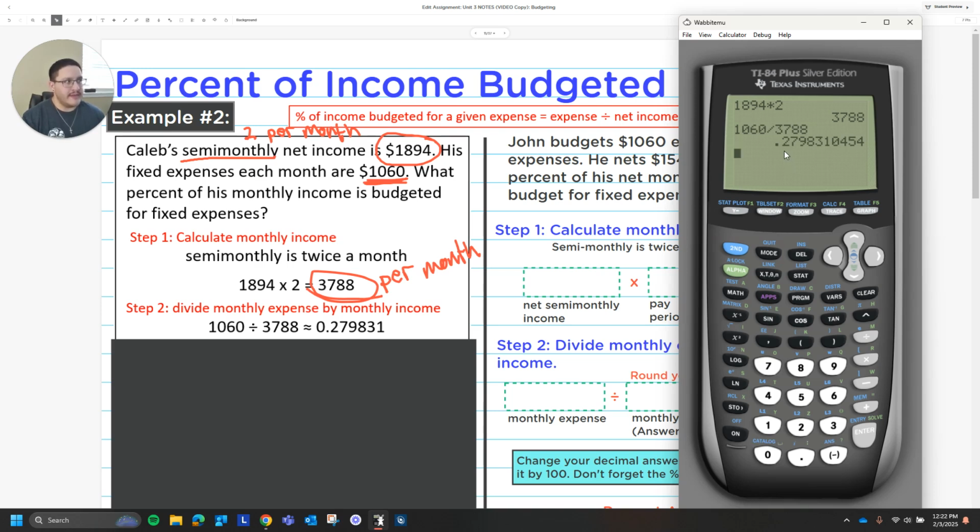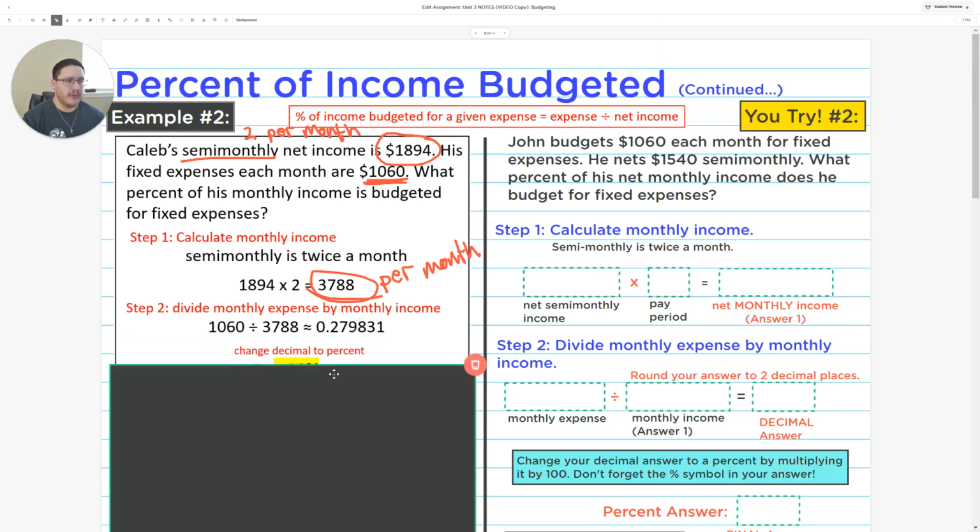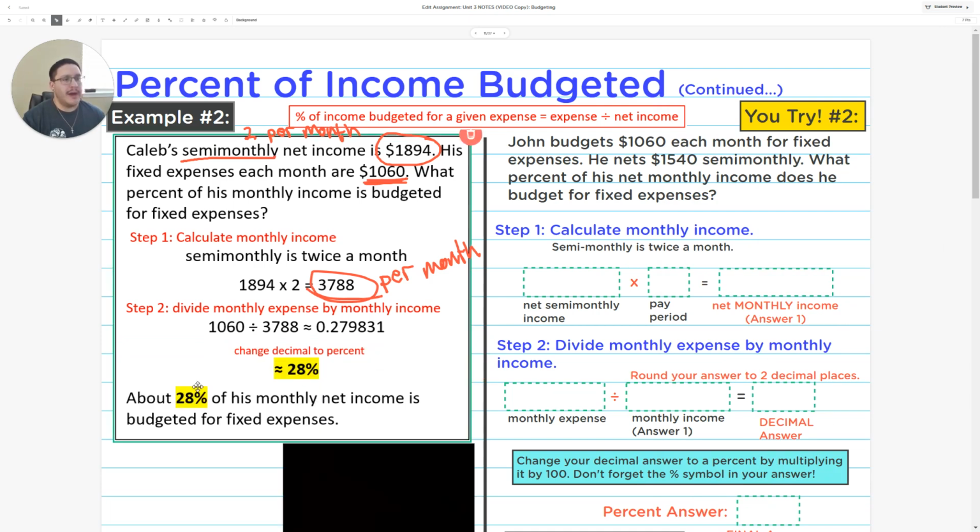Okay, so this is my decimal form of the percentage. In order to change any decimal to its percent form, we also have to multiply by 100 or move the decimal place to the right twice. Round up or down, depending on what the problem asks for. We'll say this is about 28% when we round it. So about 28% of his monthly net income is budgeted for fixed expenses.